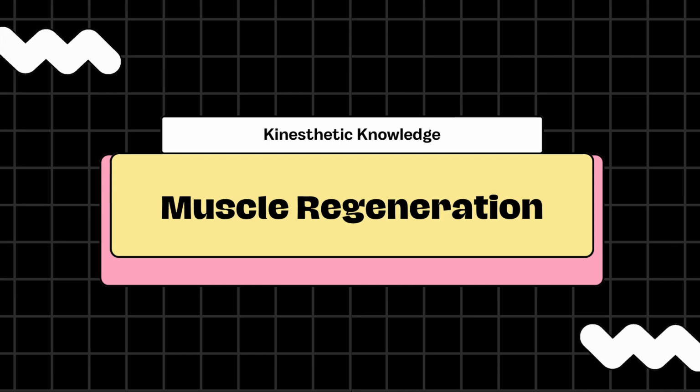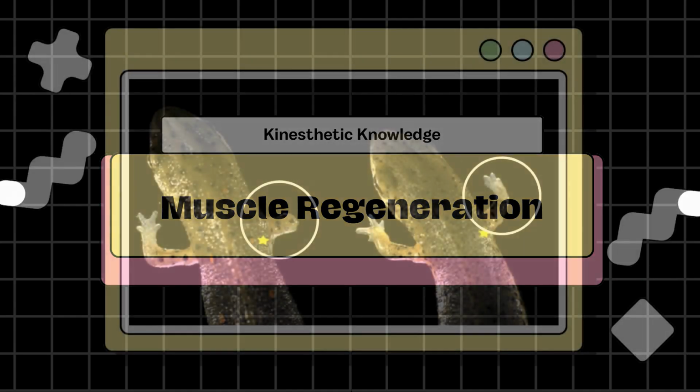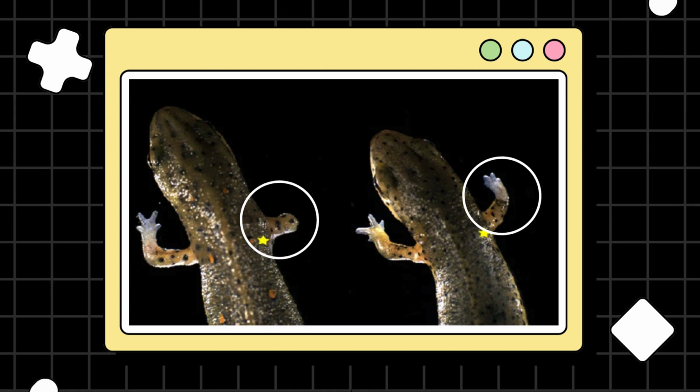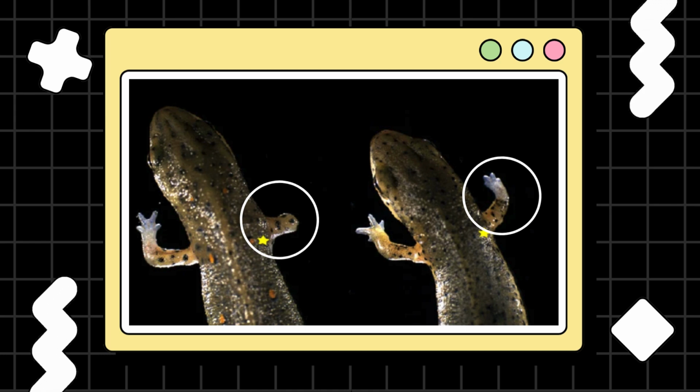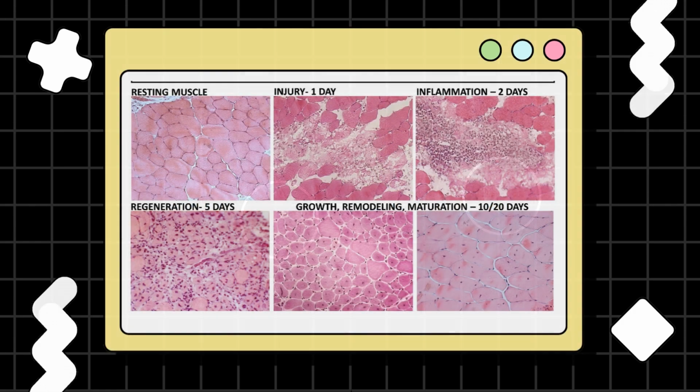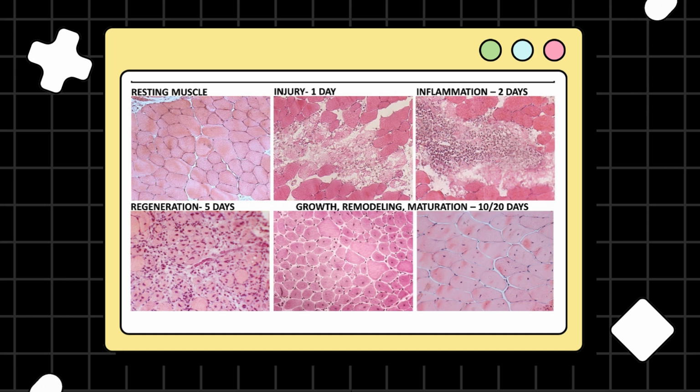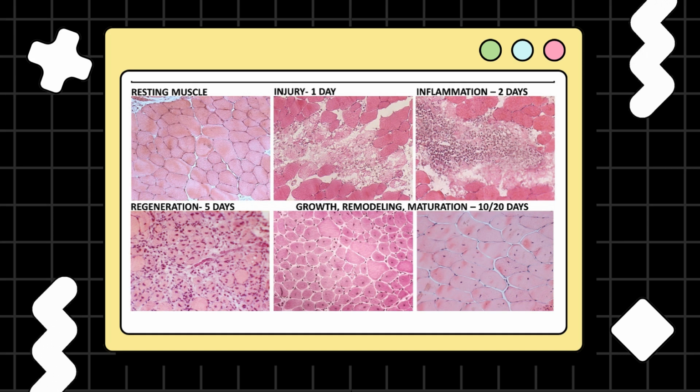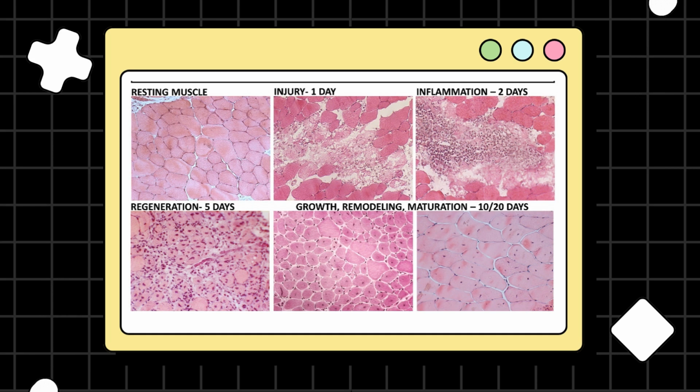Today, we will explore the fascinating world of skeletal muscle regeneration. While vertebrates like salamanders can regrow entire limbs, mammals like us have a more limited regenerative capacity. This means our muscles, while capable of repair, have limitations when it comes to complete regrowth after injury. It's an evolutionary trade-off as complexity comes at the cost of some regenerative prowess.